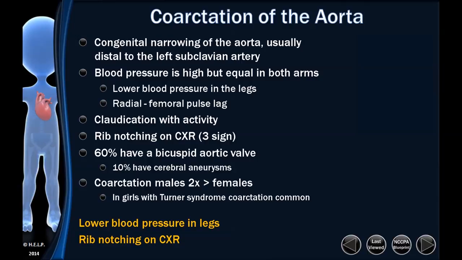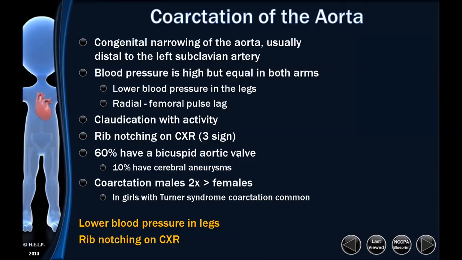If you were to check a pulse at the radial and at the femoral artery at the same time, you would feel the radial pulse before you felt the femoral pulse, and that's called the radial femoral pulse lag. They get claudication with activity. When they run, they'll get cramps in their calves, and they have to rest for it to go away. They also have rib notching. They'll have a 3 sign that you'll see on the x-ray where the coarctation is.